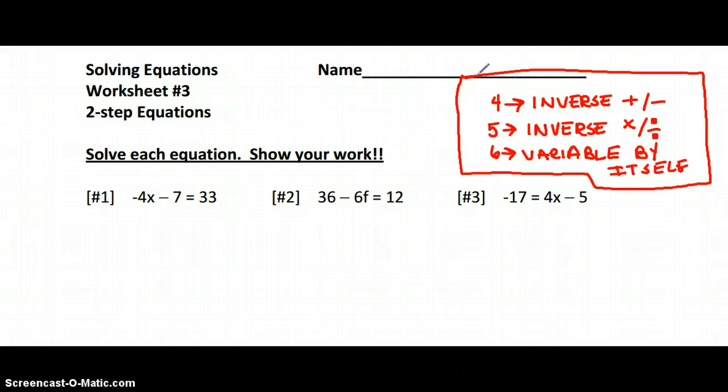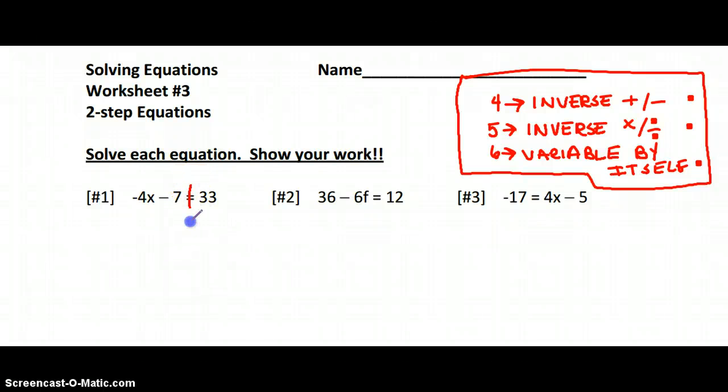We are looking at the inverse of adding and subtracting, the inverse of multiplying and dividing, and then making sure that we get that variable all by itself at the very last step. So I'm going to start you on some of these, and then you can finish them up using your 3 steps that we're concentrating on.